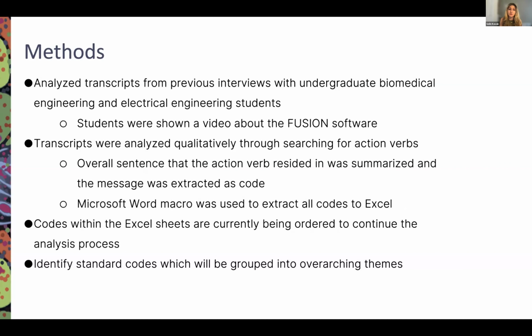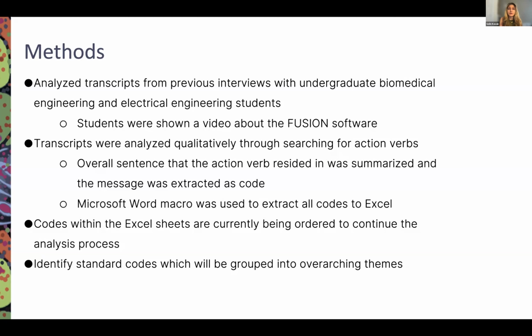So for example, they were directly asked how they believe this software could be used both in context of their classes and out of it, just to kind of pick the brains of the students a little bit and see where they thought it might be applicable. The transcripts were analyzed qualitatively through searching for action verbs.